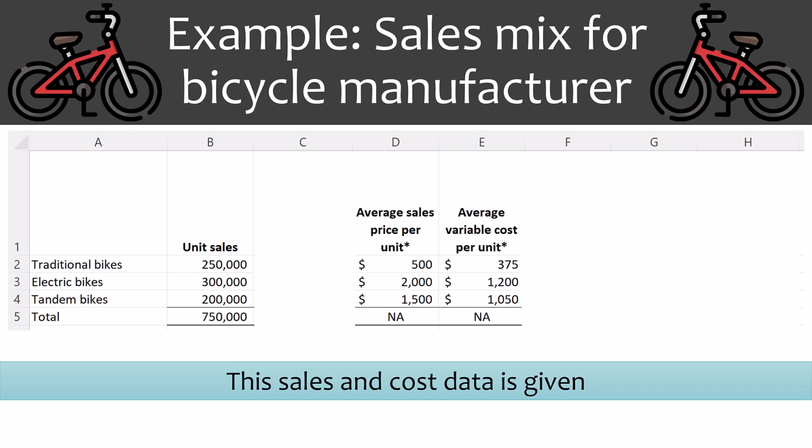Now we're also given the average sales price per unit. So this is an average. Traditional bikes $500, electric bikes $2,000, tandem bikes $1,500. And we have an NA where the sum would normally be, because we wouldn't sum those. That would make no sense. And then we have the average variable cost per unit, which is given to us as well. It is $375 for the traditional bikes, $1,200 for electric bikes, and $1,050 for tandem bikes. Again, no total, because to sum them would not be meaningful in any way.